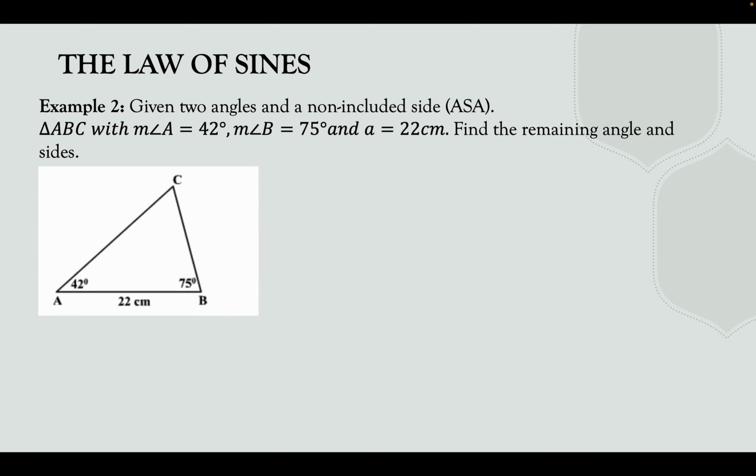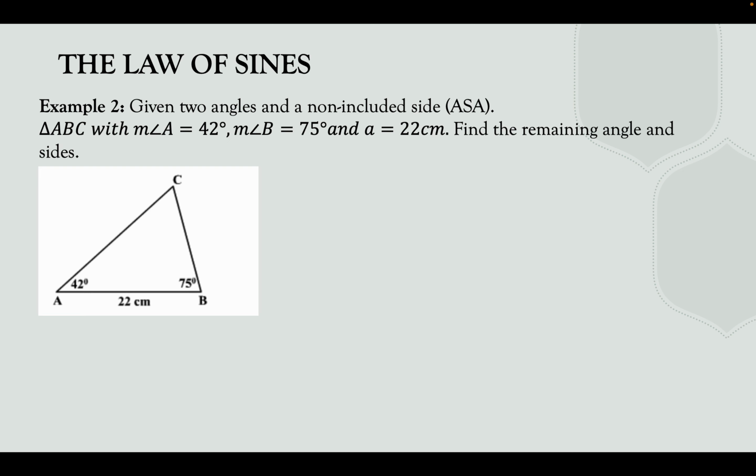So let's have another example. We have given two angles and an included side. So we have angle, side, angle, triangle. We have triangle ABC with measurement of angle A 42 degrees, and measurement of angle B 75 degrees. And side A is 22 centimeters. Find the remaining angle and the sides.